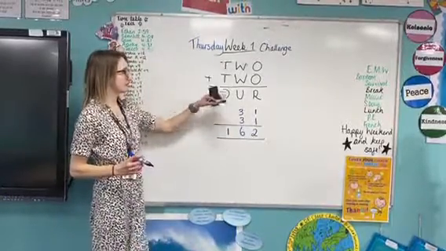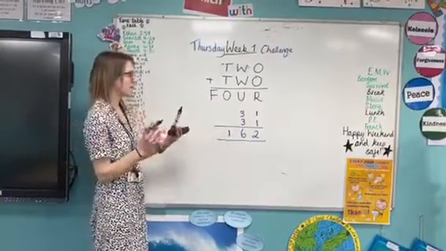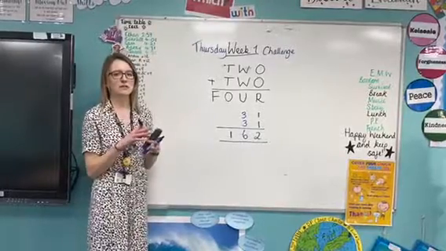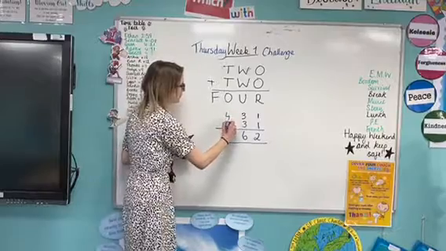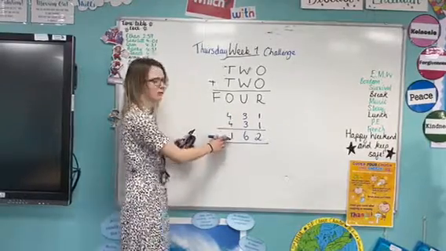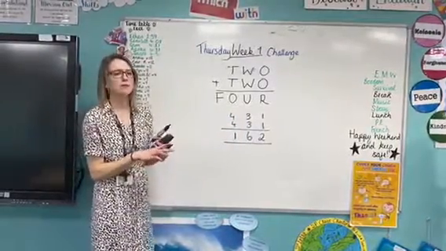Now I've got T plus T has got to equal 1. So again, I could try using my numbers and thinking about the next one up. So I could do 4. So if I do 4 plus 4, I know that 4 plus 4 equals 8. So it doesn't equal 1, which means that wouldn't work.